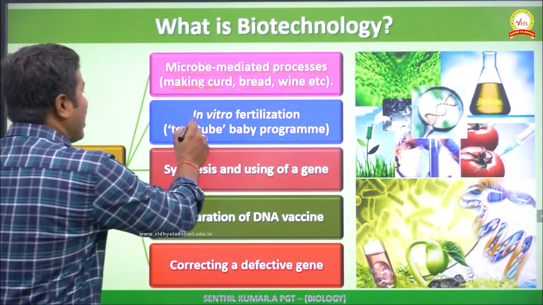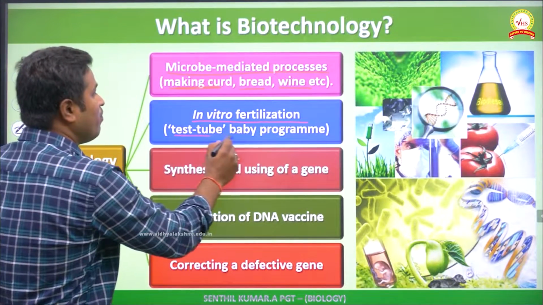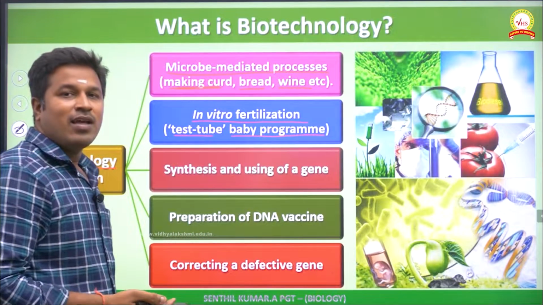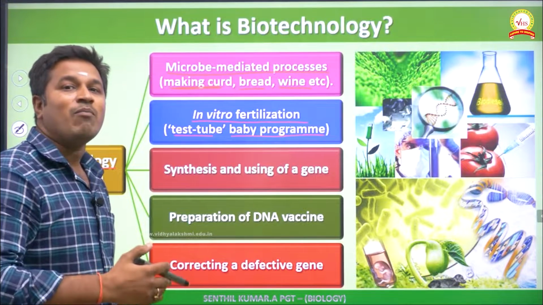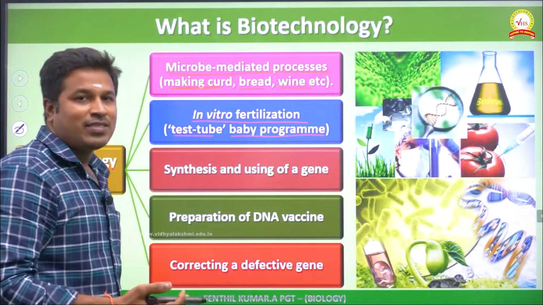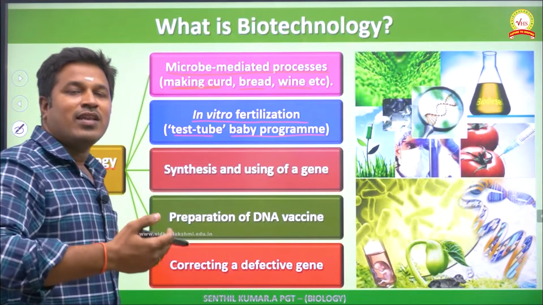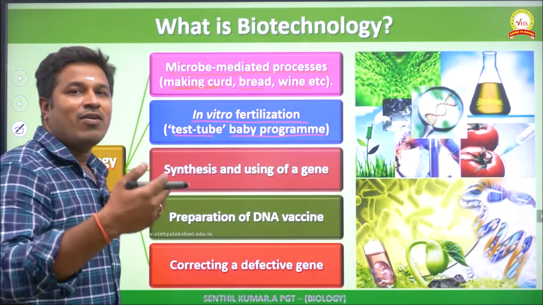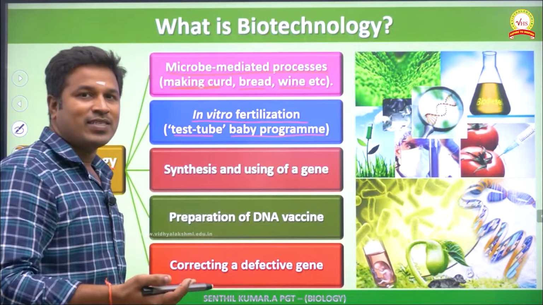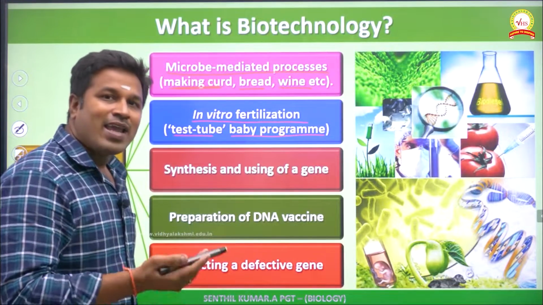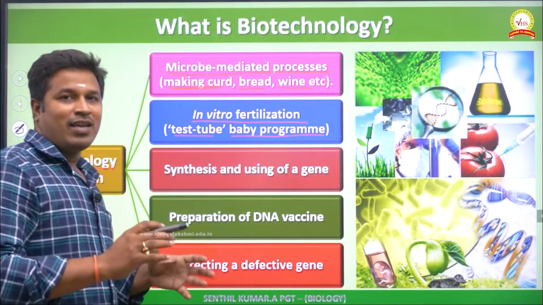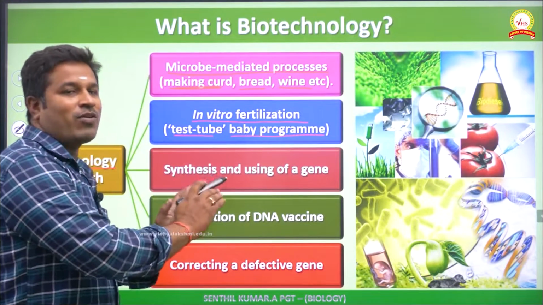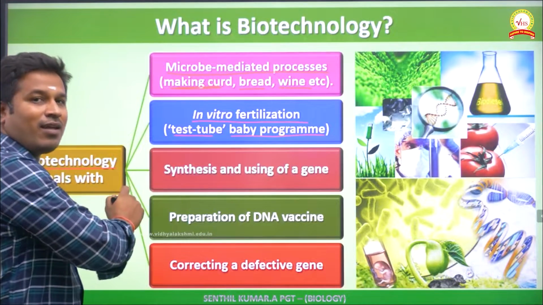And in vitro fertilization, this is the test tube baby program. Why do they go for in vitro fertilization? If the male or female is impotent, for example in a male with azoospermia, especially where the sperm count in the semen is low, or in a female where there is an egg developmental problem or other issues, then they have to go for in vitro fertilization. We are going to discuss the reasons behind it later, because this technique comes under biotechnology.